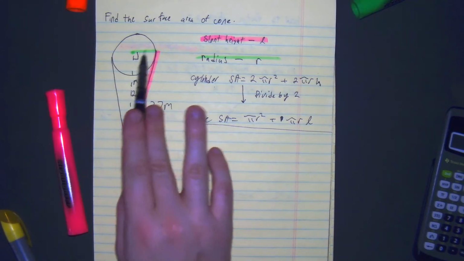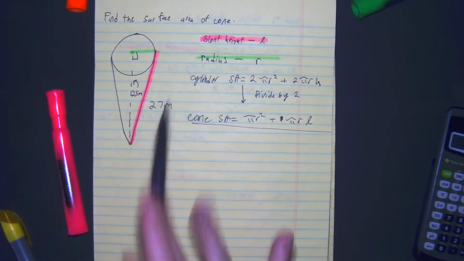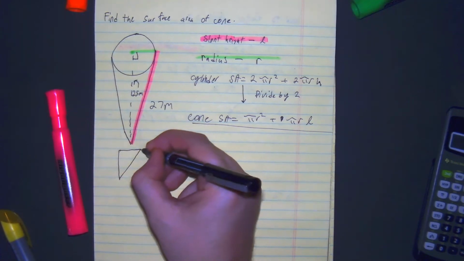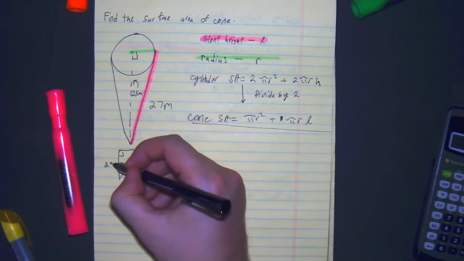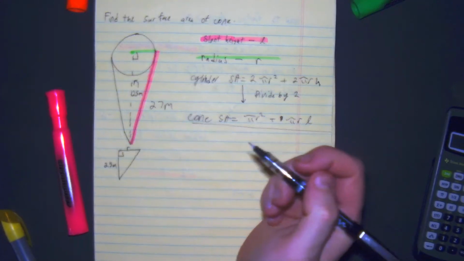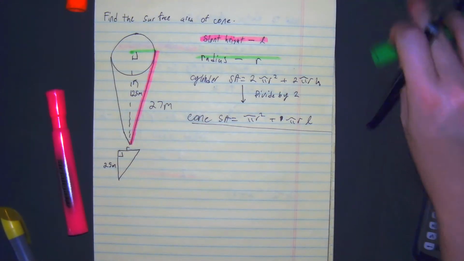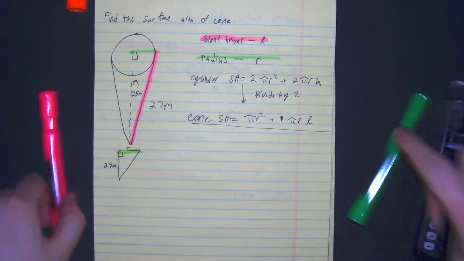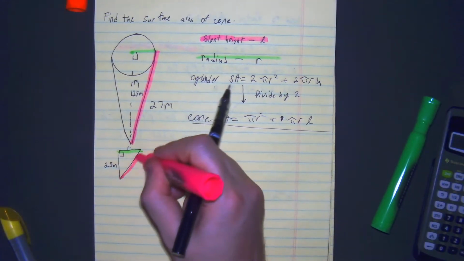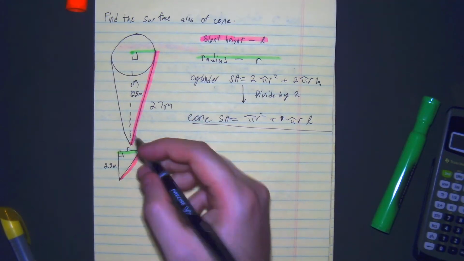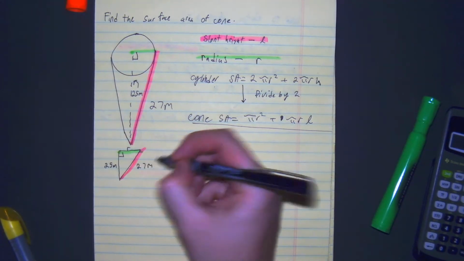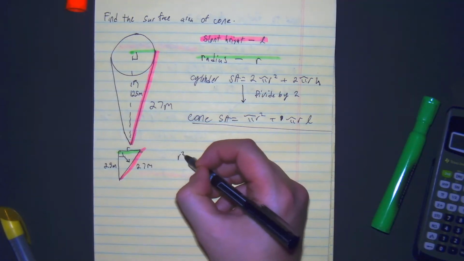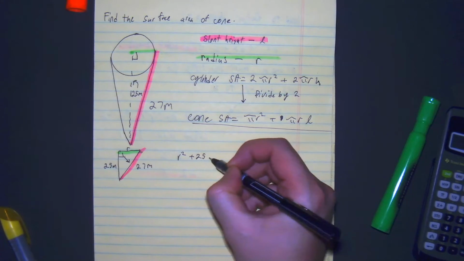So we have to find this radius, and we already know the slant height. I'm going to redraw the right triangle so you can see it. So this is 25 meters. This is our radius that we don't know. And this is our slant height of 27 meters. That's our hypotenuse, so it ends up being r squared plus 25 squared.